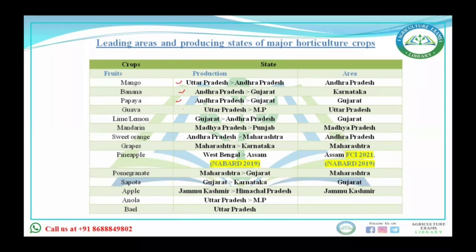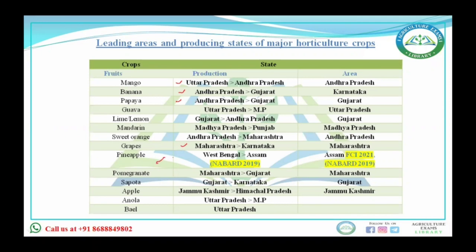Guava, highest production in Uttar Pradesh, then Madhya Pradesh, and the area in Uttar Pradesh. Lime or lemon, highest production Gujarat, followed by Andhra Pradesh, and area in Gujarat. Mandarin, highest production in Madhya Pradesh, followed by Punjab, area in Madhya Pradesh. Sweet orange, highest production in Andhra Pradesh, then Maharashtra, and area in Andhra Pradesh. Grapes, production in Maharashtra, then Karnataka, and area in Maharashtra.